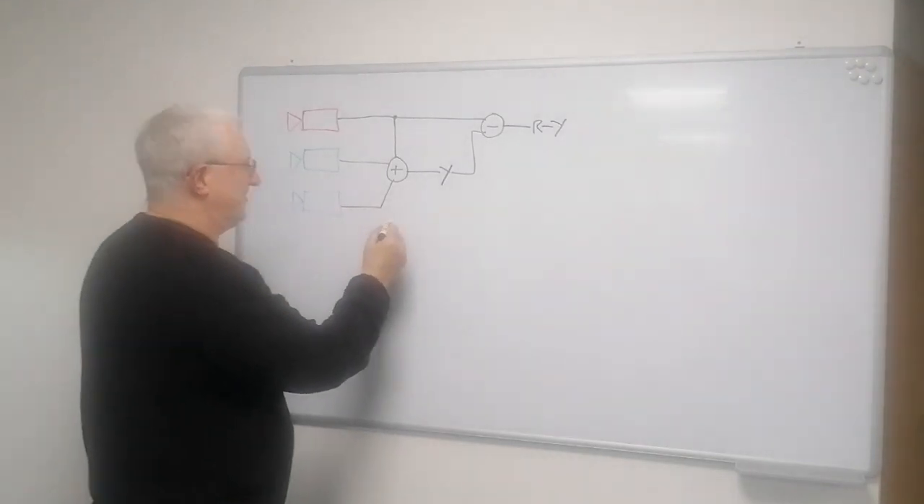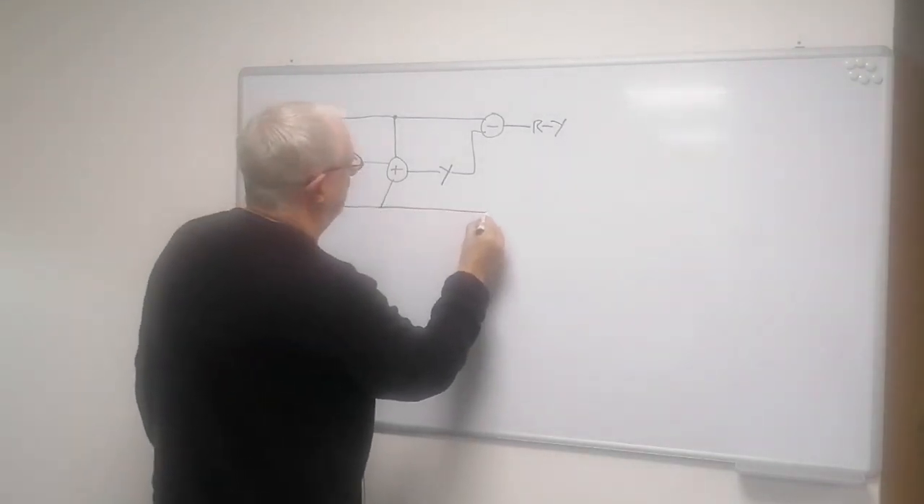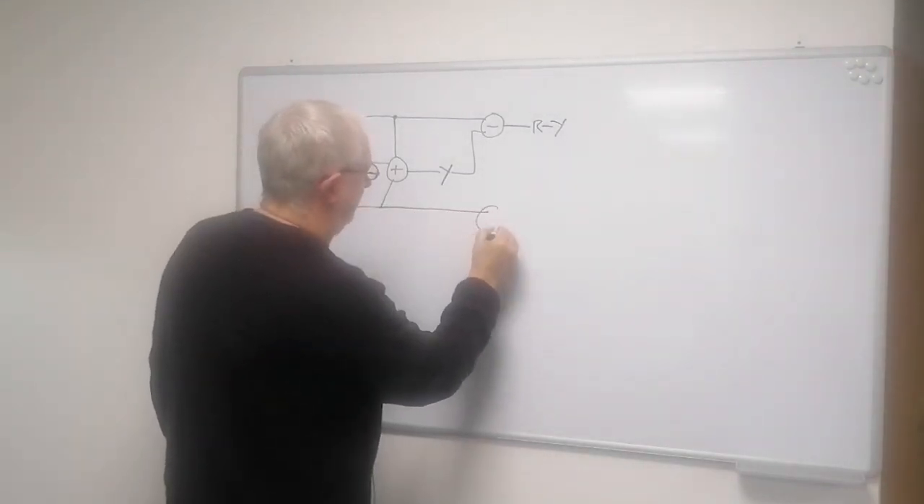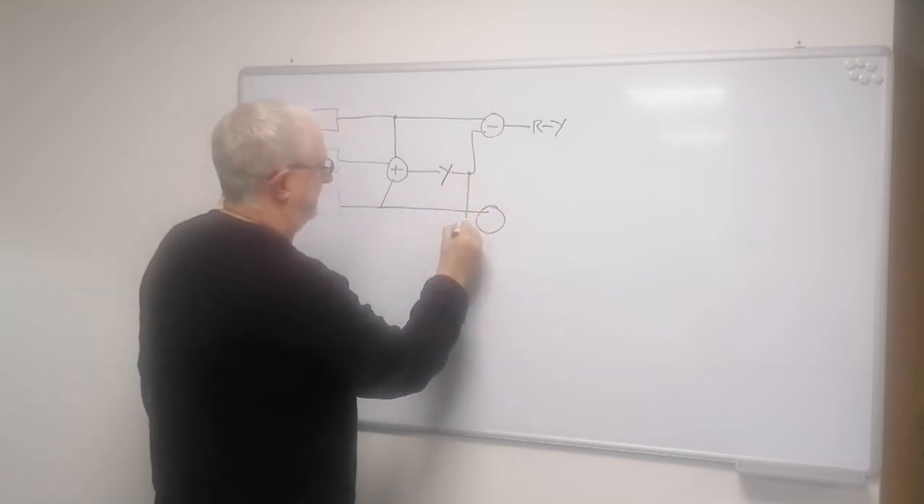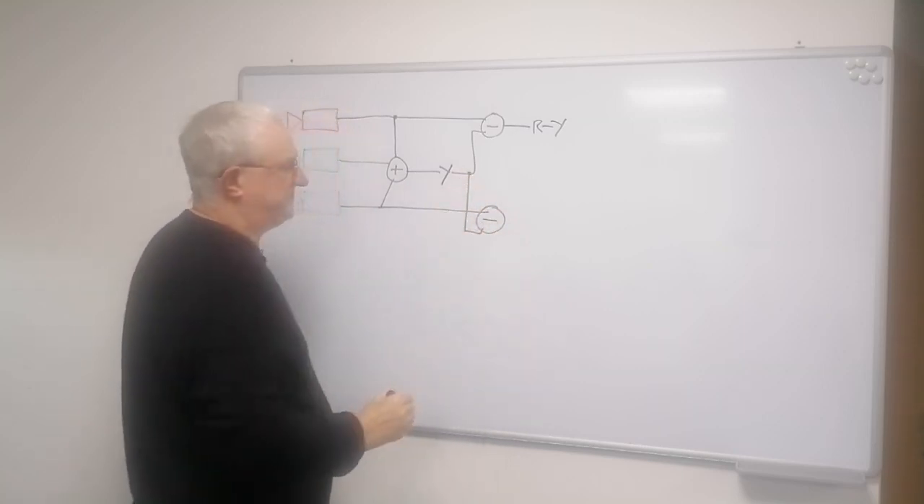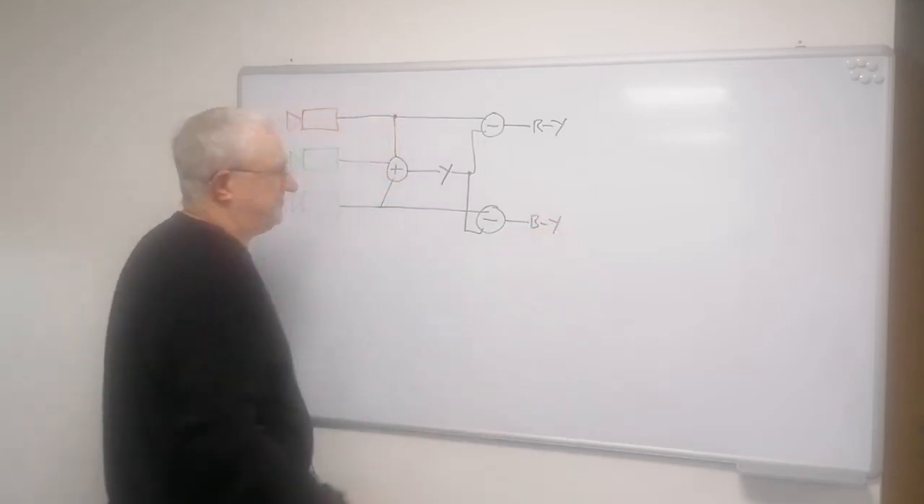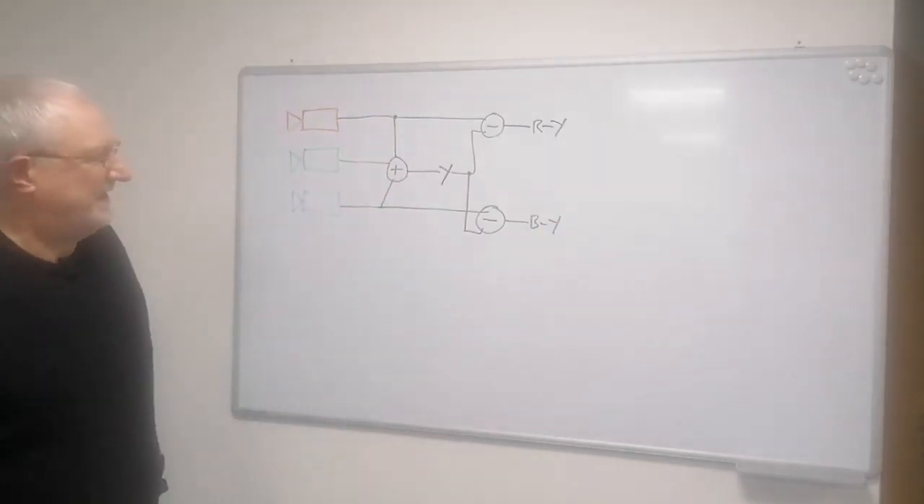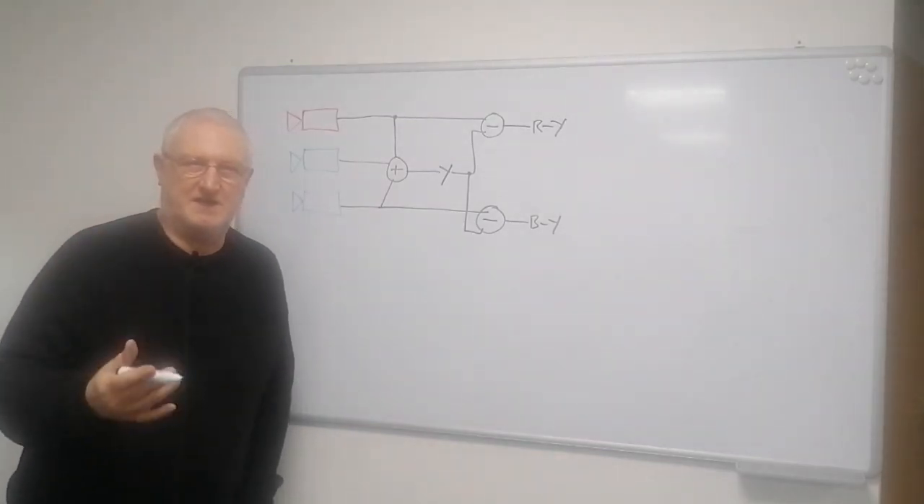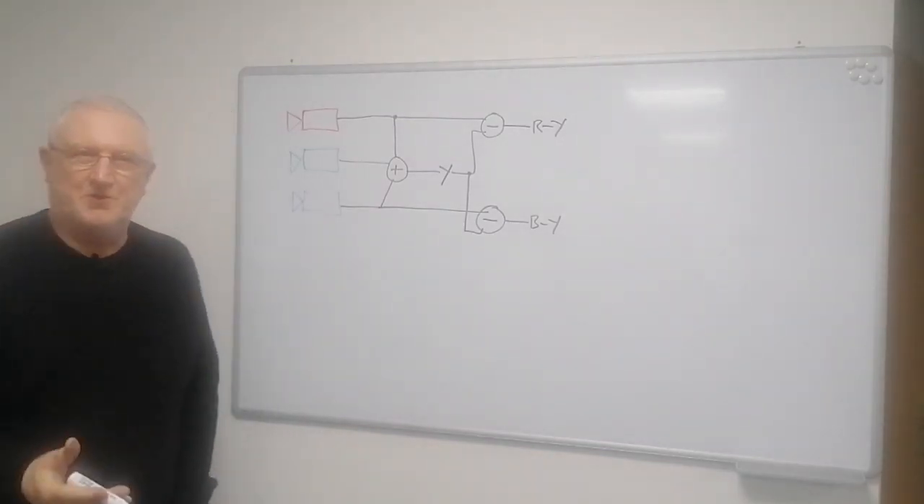Let's do the same thing with the blue signal. So the blue signal comes in here, and we subtract the luminance to produce a B minus Y signal. And this only contains color information of the blue spectrum.